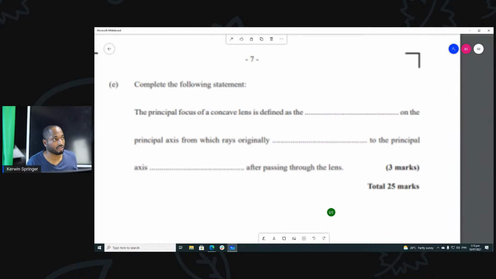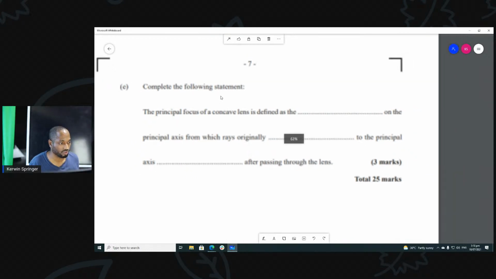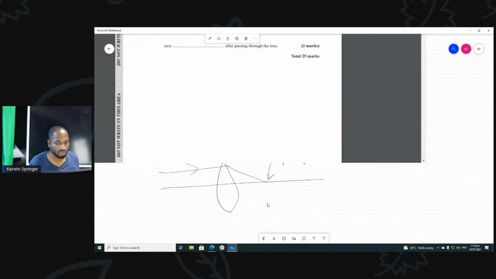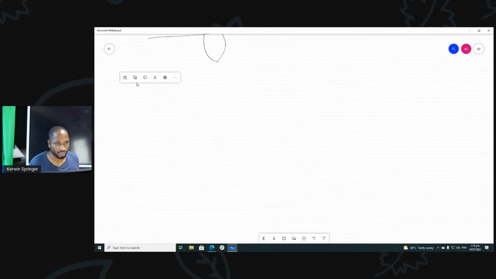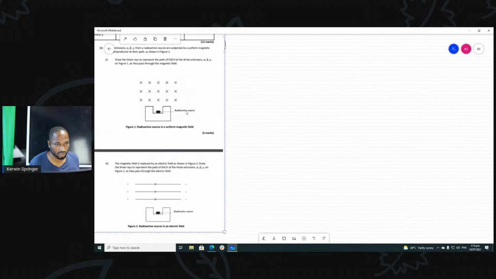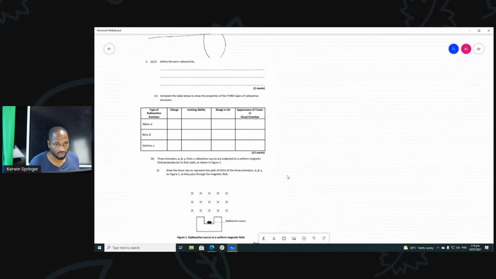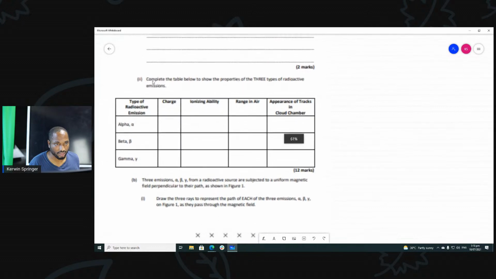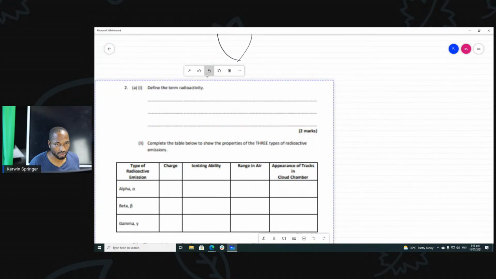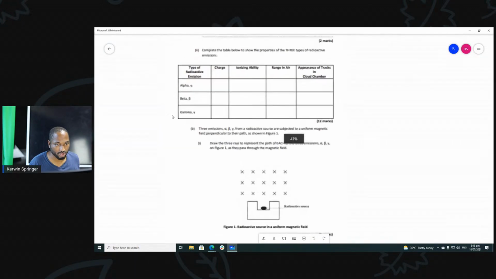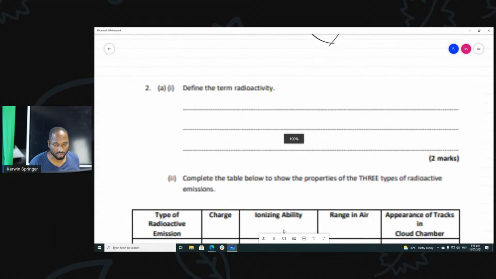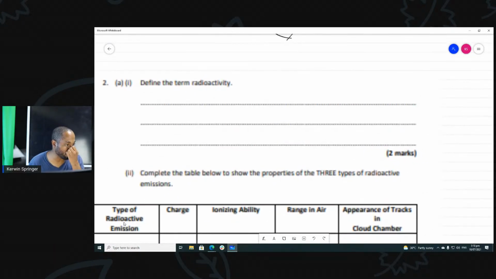Next question. I'll try to copy the higher quality image. Paste. Define the term radioactivity is the question. So what is the definition for radioactivity?